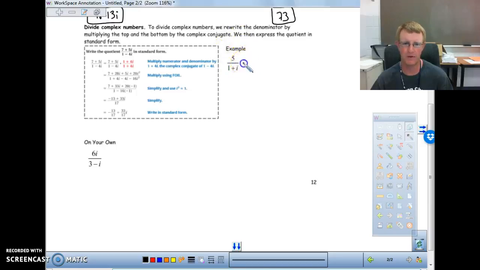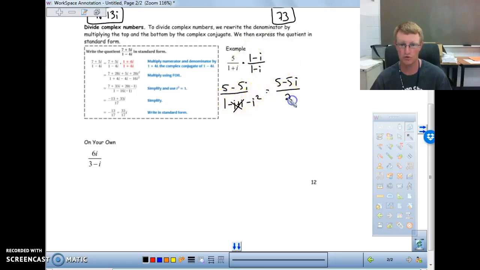So we have 1 plus i on the bottom, so therefore we need to multiply by 1 minus i on top and bottom. So that leaves us with 5 minus 5i on top. And on the bottom, we have 1 times 1 is 1. And remember, multiplying by the conjugate, the whole point of it is to get rid of our middle terms. So that means we'd have minus i plus i minus i squared. So the middle two terms cancel out. So we're left with 5 minus 5i on top, and 1 minus a negative 1, which is 2.